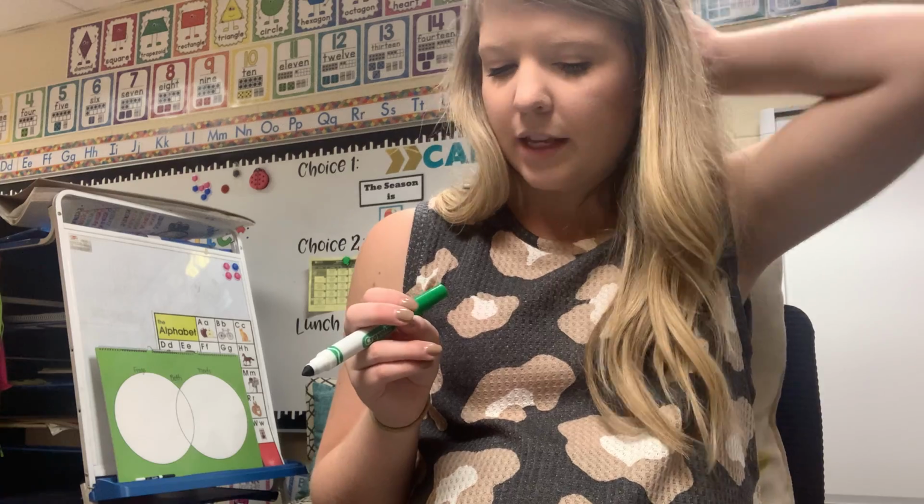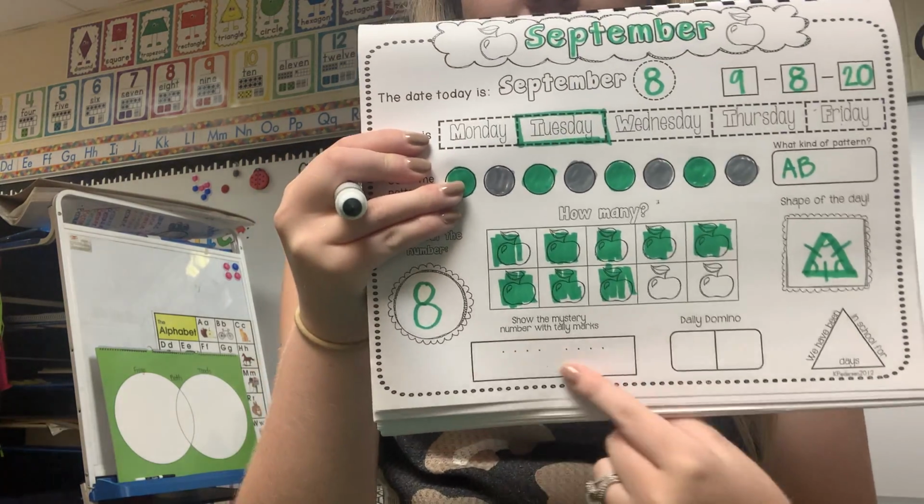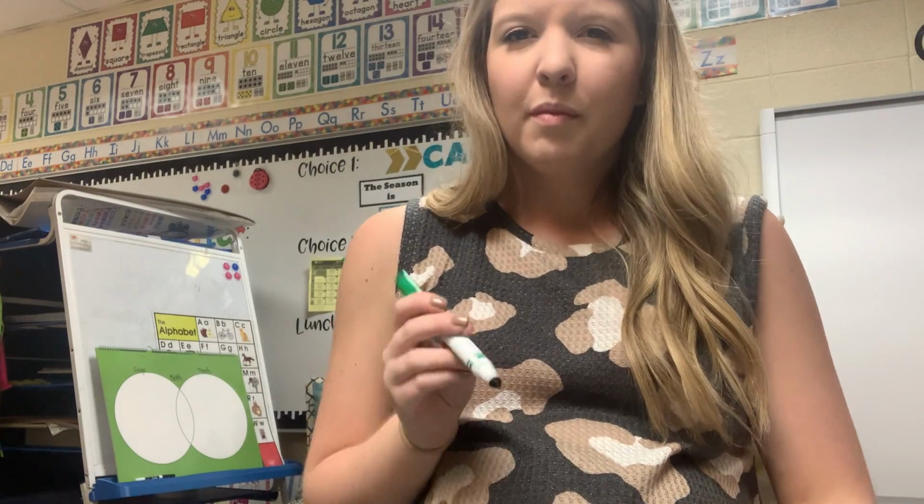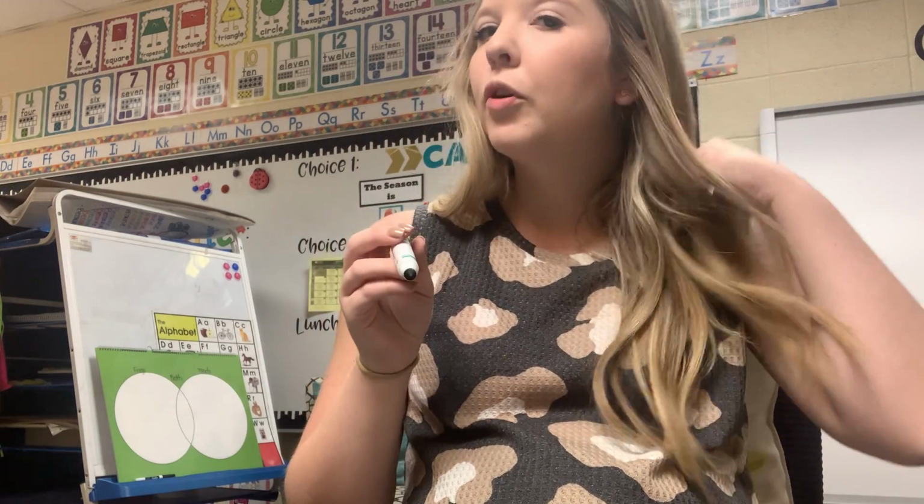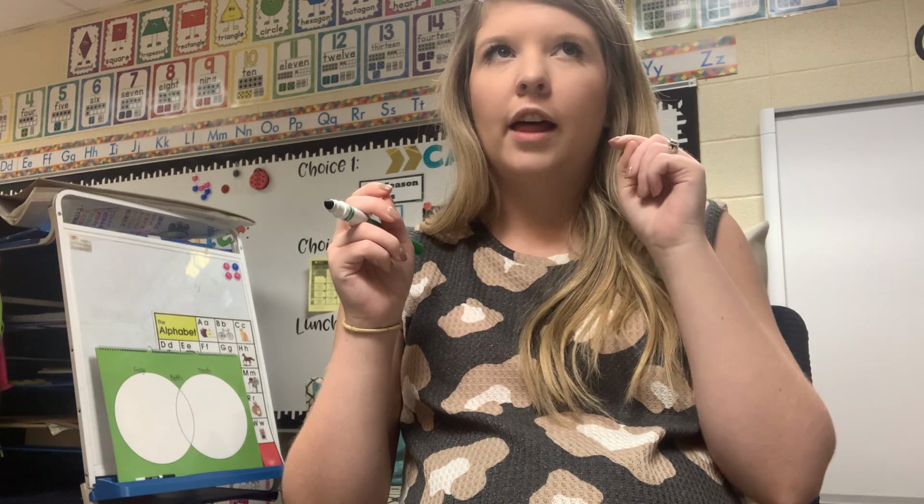Now at the bottom, it says show the mystery number with tally marks. So right here, it wants us to do tally marks. Who remembers what a tally mark looks like? If you remember, show me with your finger what a tally mark should look like. If I'm doing one tally mark, what's it gonna look like? It's just gonna look like a straight line down. So I'm gonna grab my finger and I'm gonna do a straight line down. That's what a tally mark looks like.